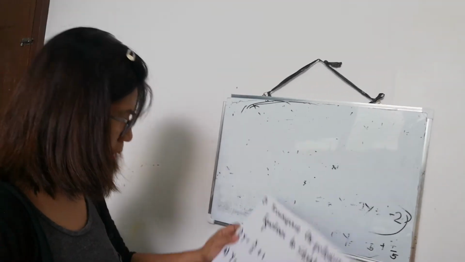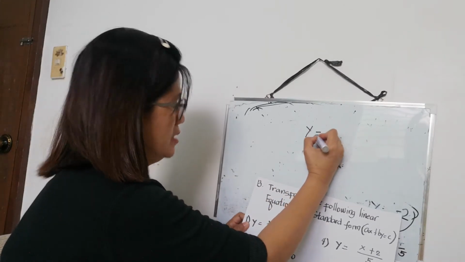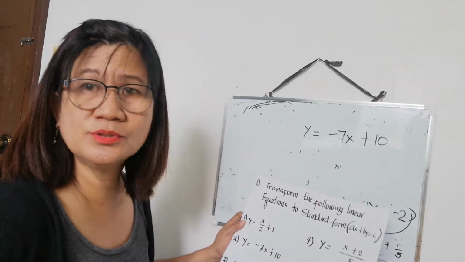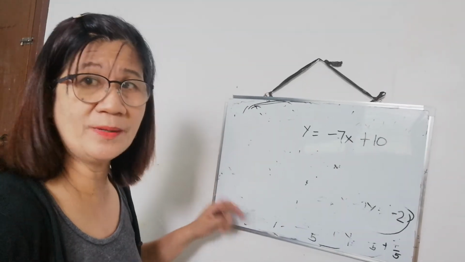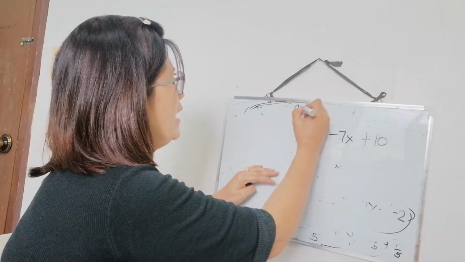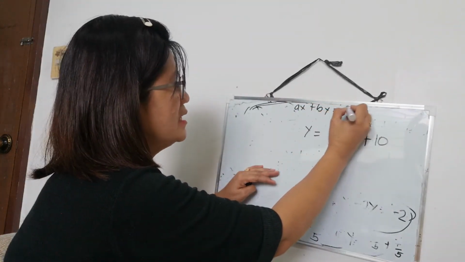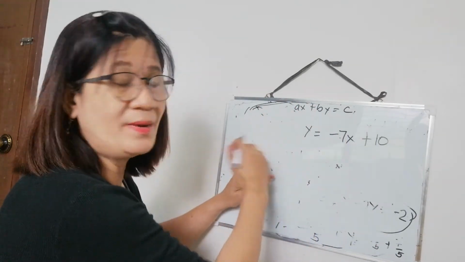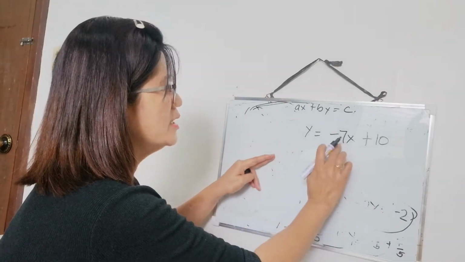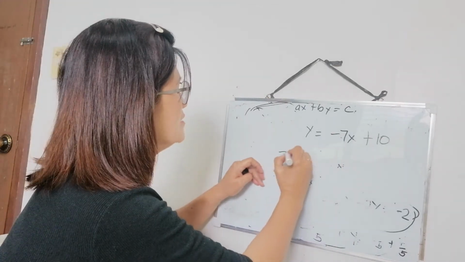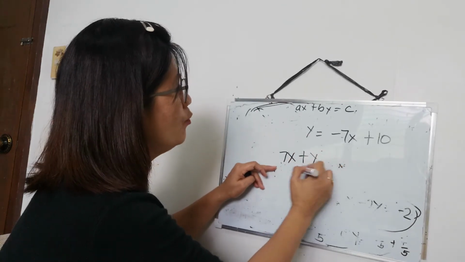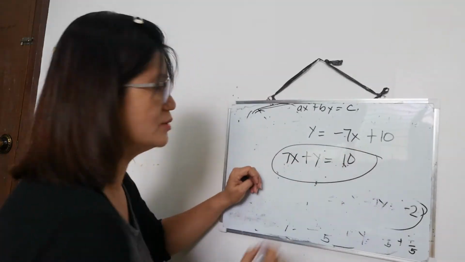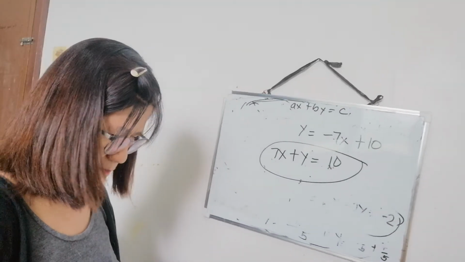How will you transform y equals negative 7x plus 10 into standard form? Gaya ng sinabi ko, pag sinabing standard form, dapat ax plus by equals c. Sa madaling sabi, dapat si x nasa kaliwa na, no? Magkasama sila ni y. So this negative 7x will become positive 7x. Then you bring down positive y, that is understood positive. Then you bring down positive 10. So that is final. Okay?